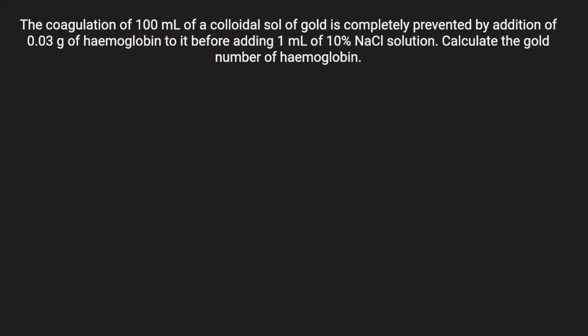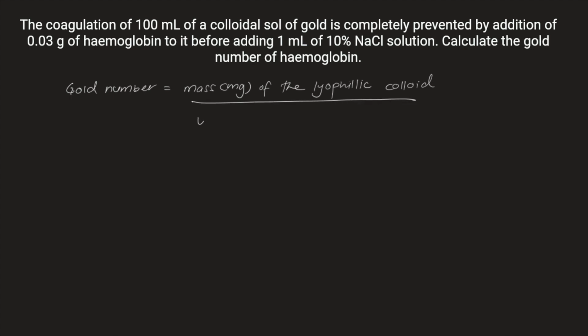Alright, so the first step in calculating the gold number is to write the formula that you need to use. So gold number is equivalent to the mass in milligram of the lyophilic colloid divided by the volume in milliliter of the lyophobic solution. So this one you need to times 10.